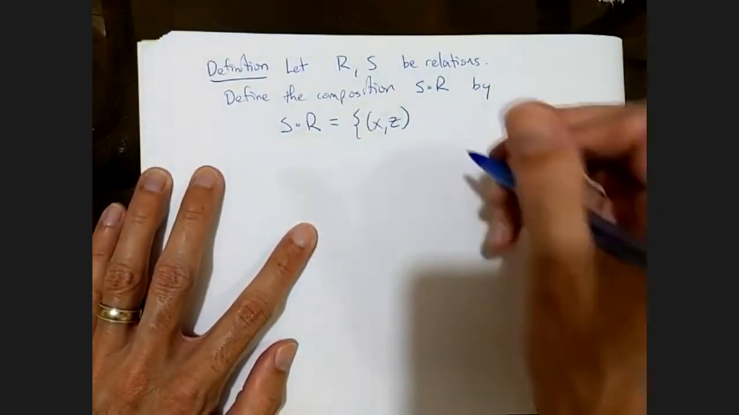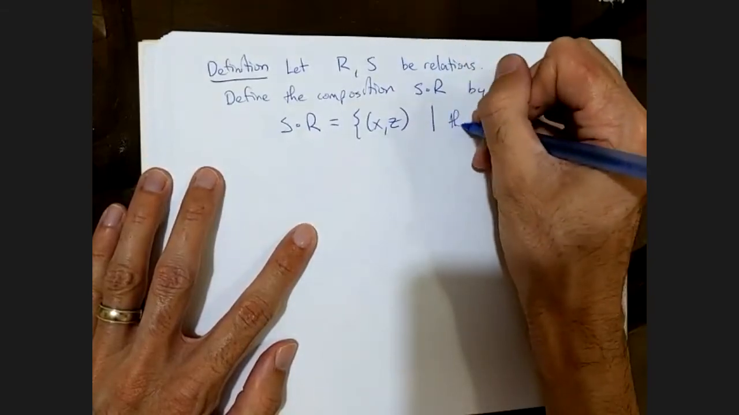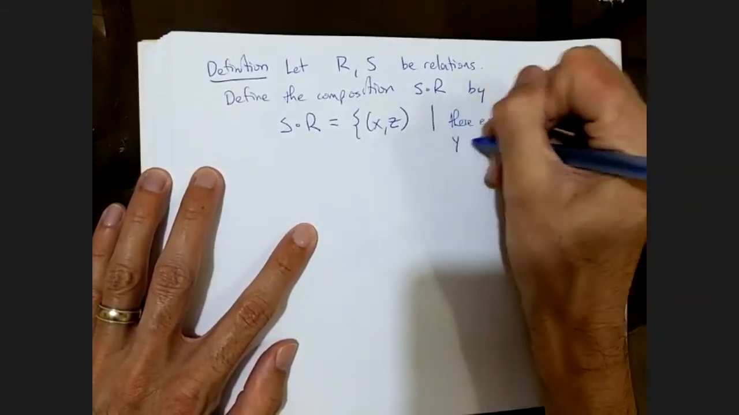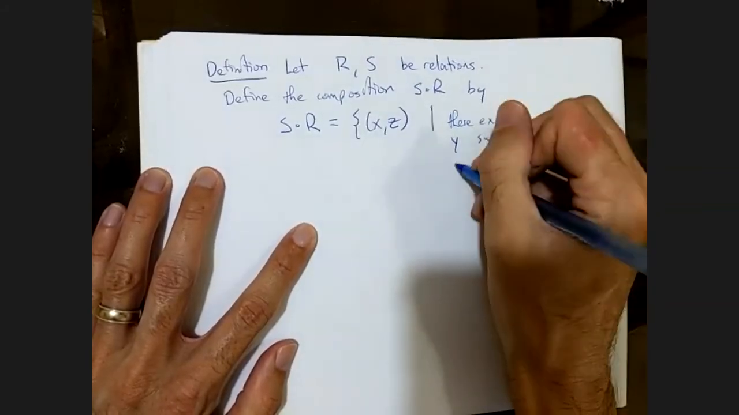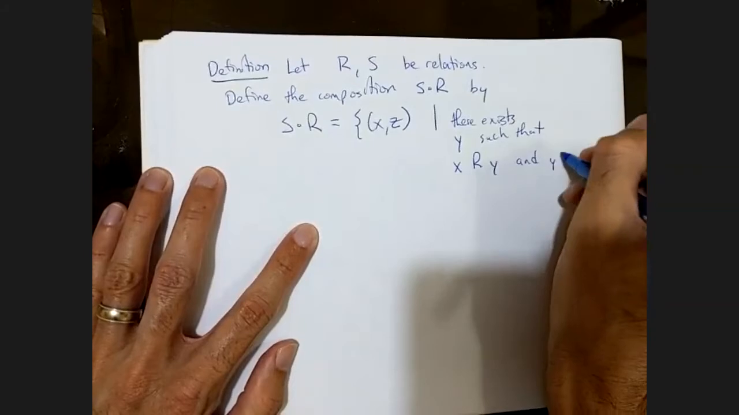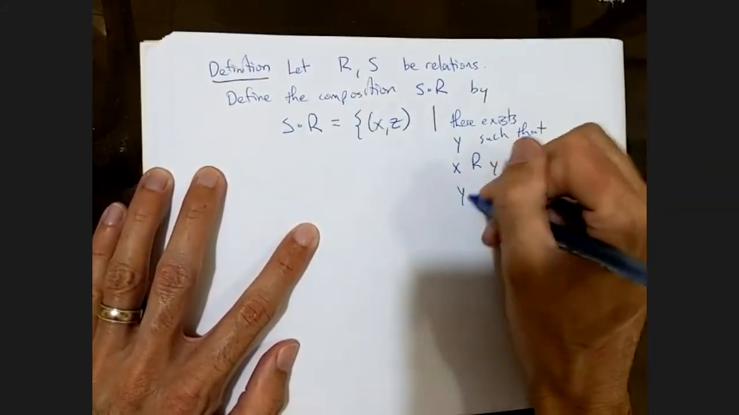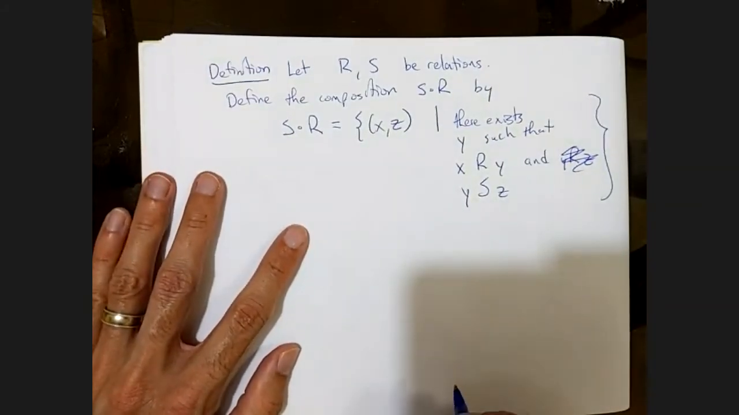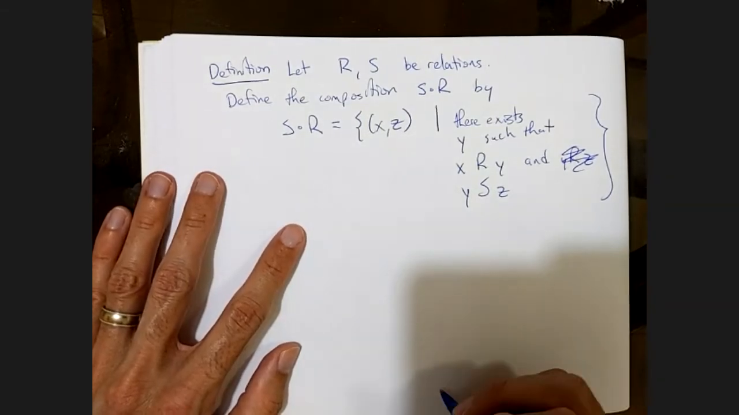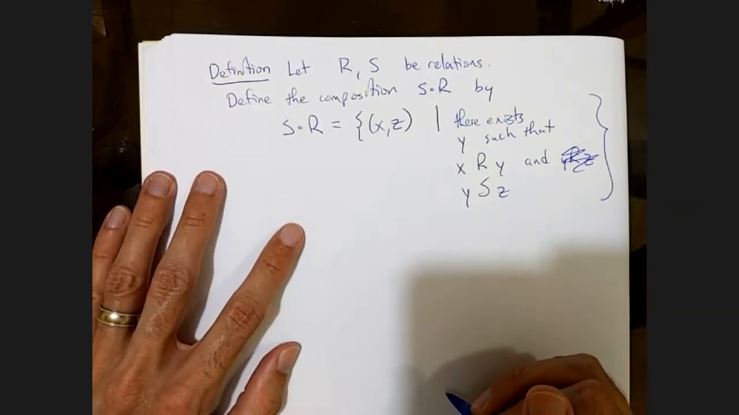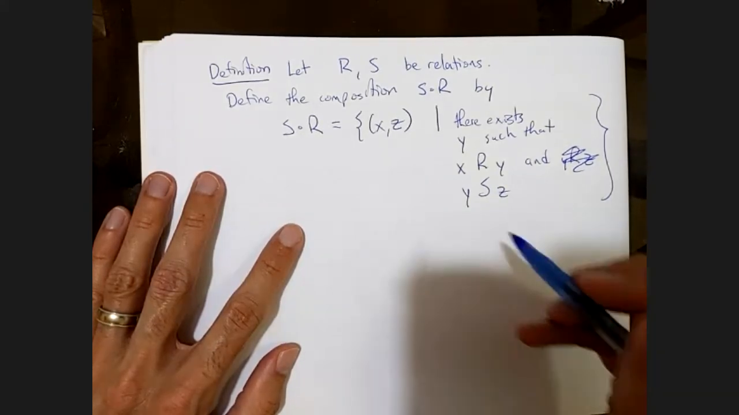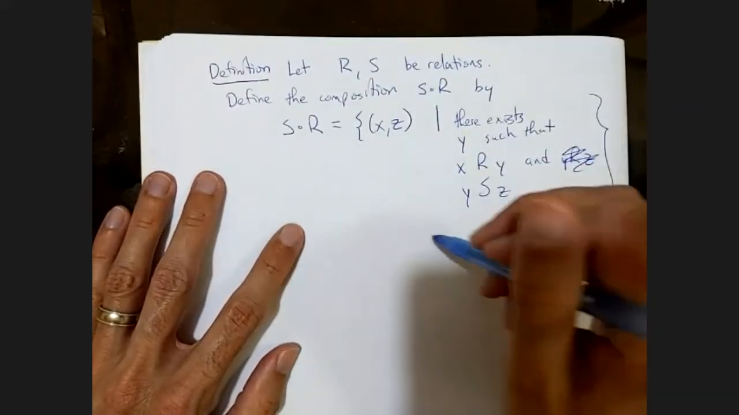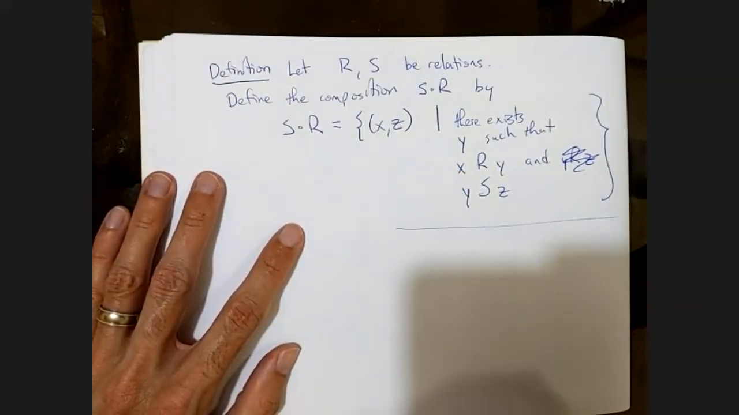Well, X is going to be related to Z if there exists Y such that X is related to Y and Y is related to Z, but with S. That's the composition. This seems like a weird way to write it, but if you think about them as functions, this is how you would normally write them. So we'll just see that come up later.